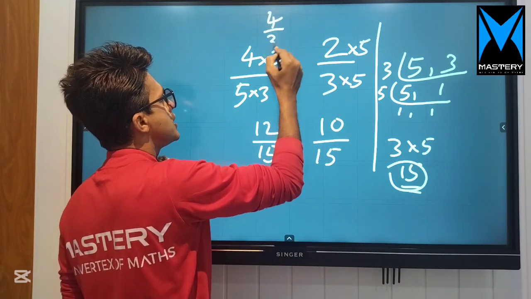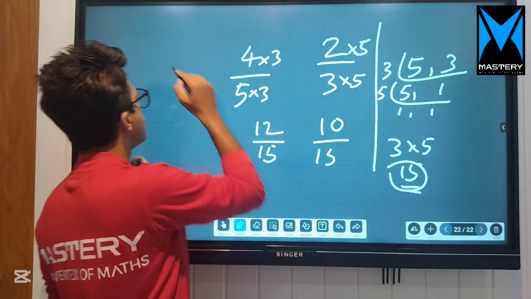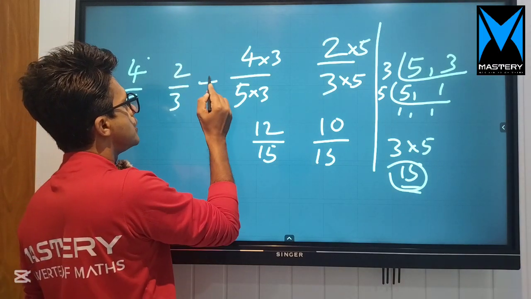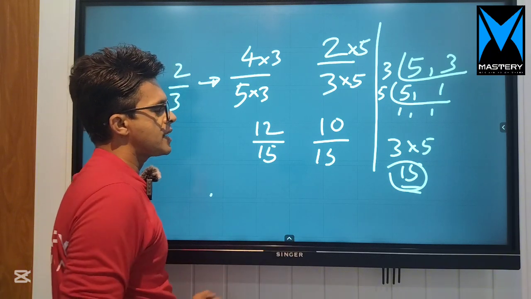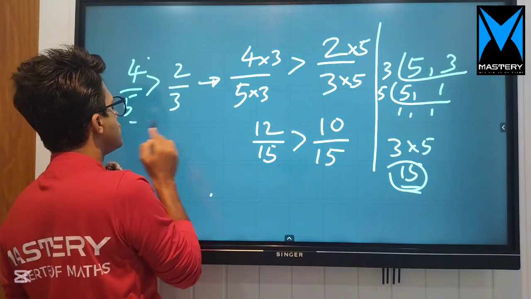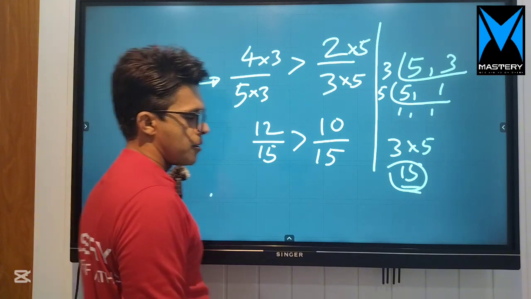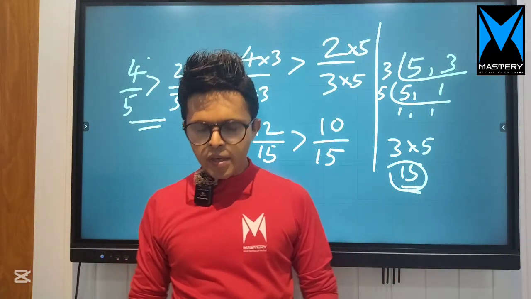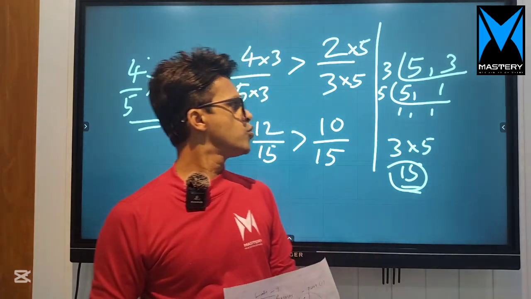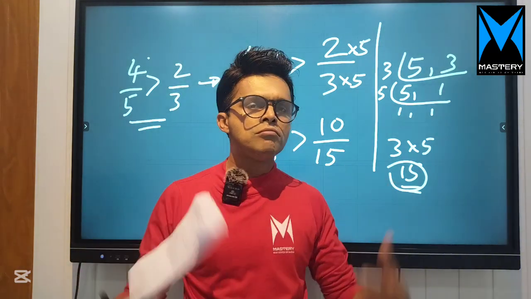So we get 12 over 15 for 4 fifths, and 10 over 15 for 2 thirds. So now the greater fraction is 12 over 15, which means eventually you would get 4 fifths as the greater fraction. So when you compare given fractions, what you have to do is make the denominators equal, considering their LCM value.